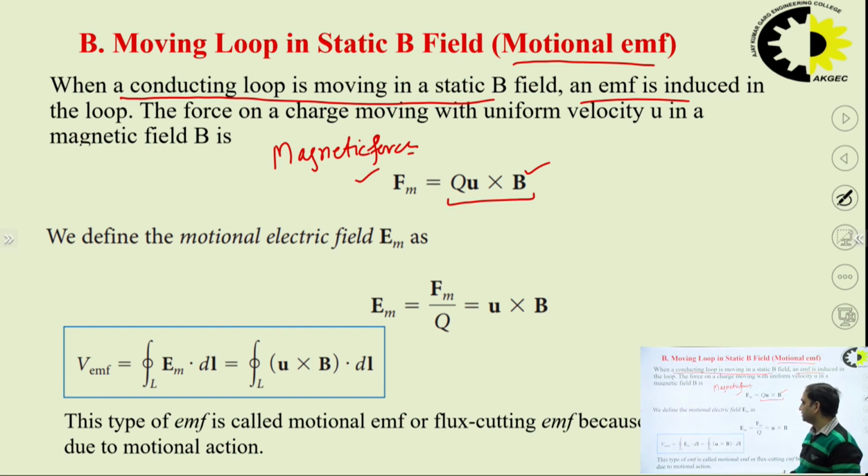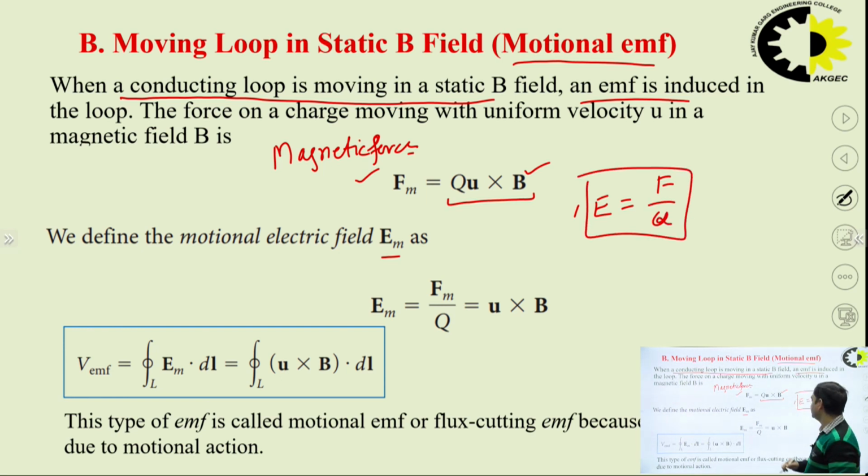So we define the motional electric field, that is Em. The electric field is given by the force per unit charge, which is the definition of the electric field. So the motional electric field becomes Fm upon Q. Dividing by Q, it will be equal to u cross B. So Em is equal to Fm upon Q, which is equal to u cross B.